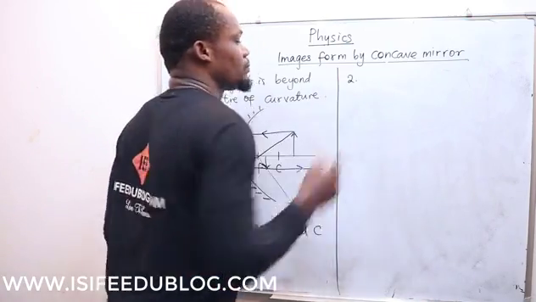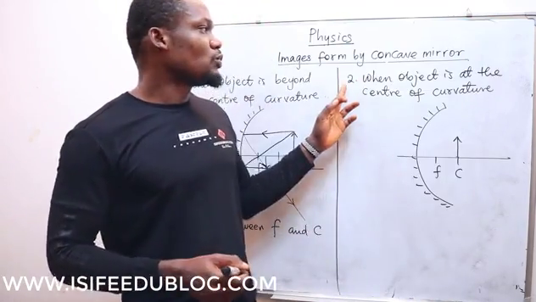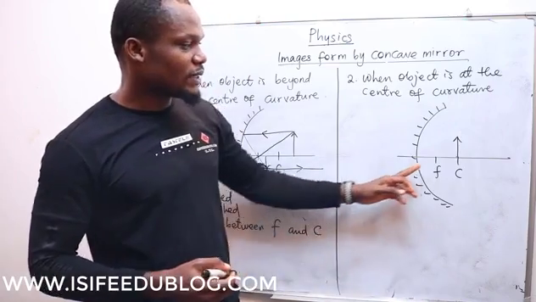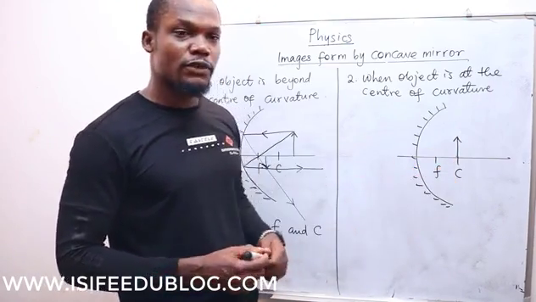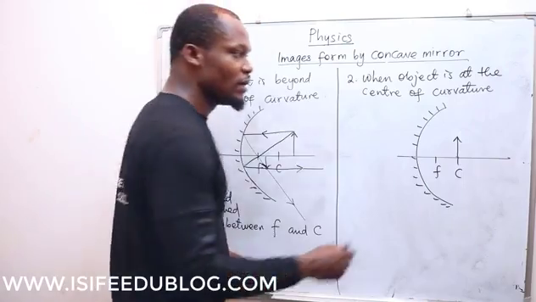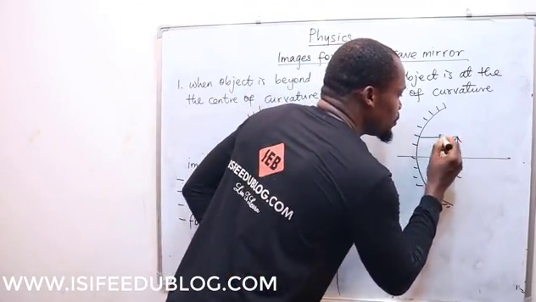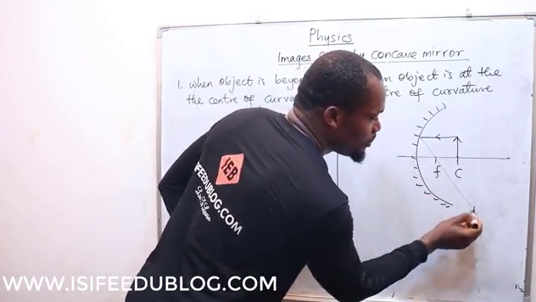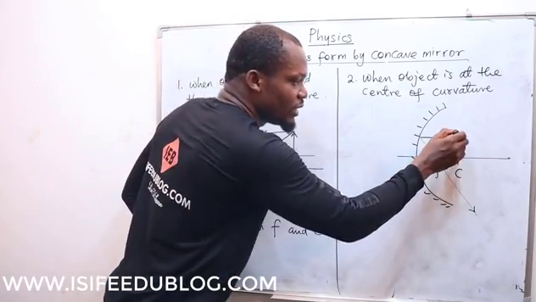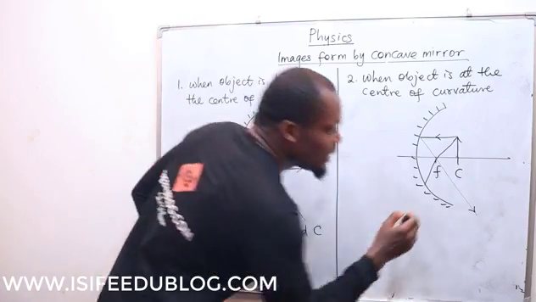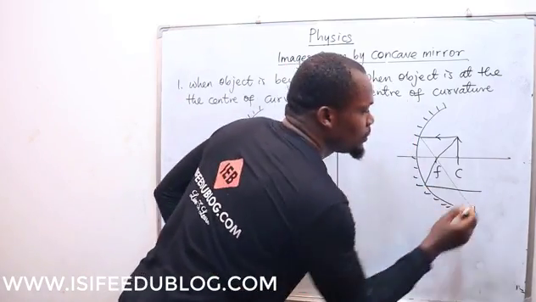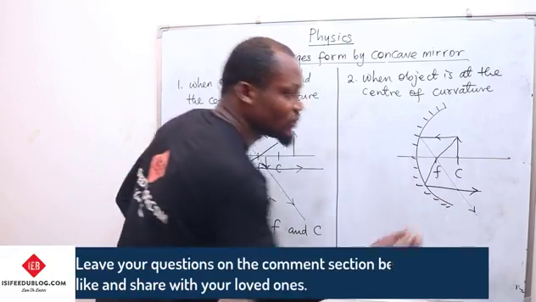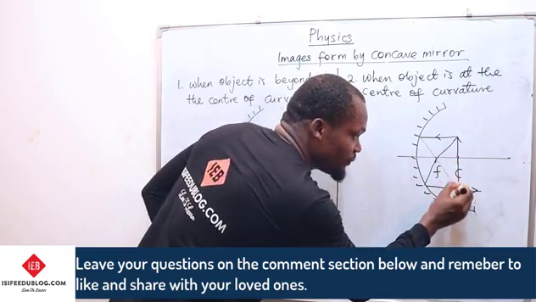Number two. Okay, number two, when the object is at the center of curvature, what is going to happen? You can see this is the focal point and this is the center of curvature. So we repeat the same thing. The first ray is going to be parallel to the principal axis and it has to reflect through the focal point. And the second ray is going to pass through the focal point and it is going to reflect parallel to the principal axis. And we can see the point where these two intersect. That is where the image will be formed.